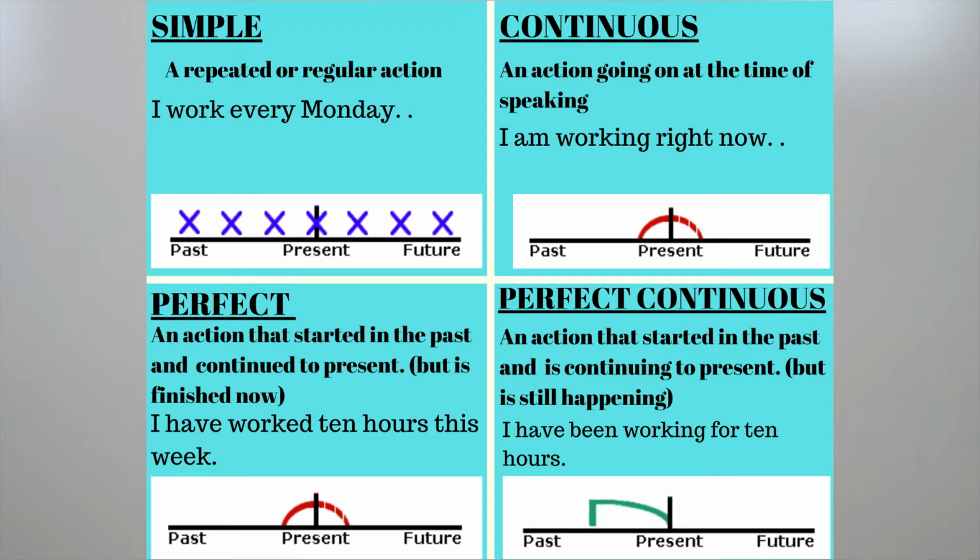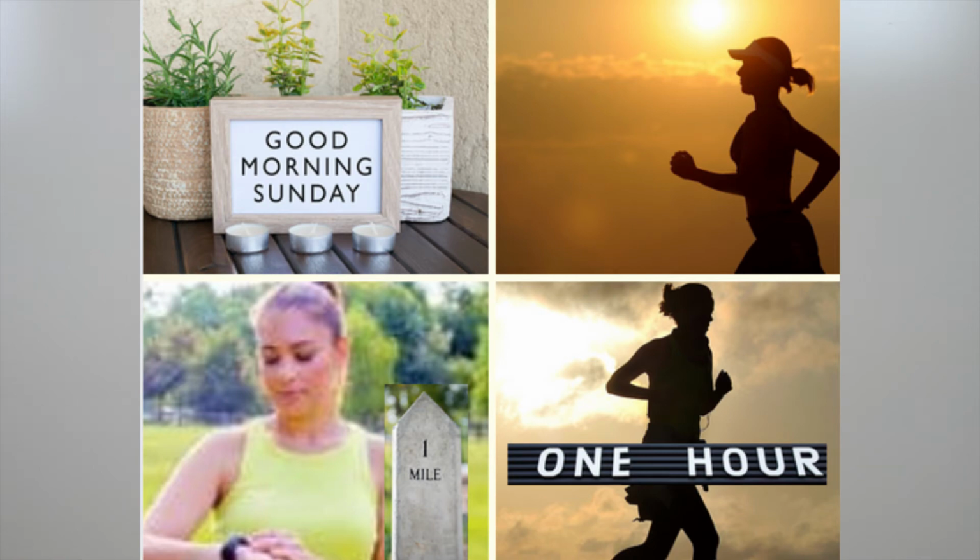After you've written the examples down, let's go ahead and look at some pictures and see if you can write your own sentences. So here you see a series of 4 pictures. I want you to use the verb run in 4 aspects. Look at each of the pictures and write a sentence. For example, in the first picture, you see "Good morning, Sunday." Write a sentence with the word run in the simple tense.